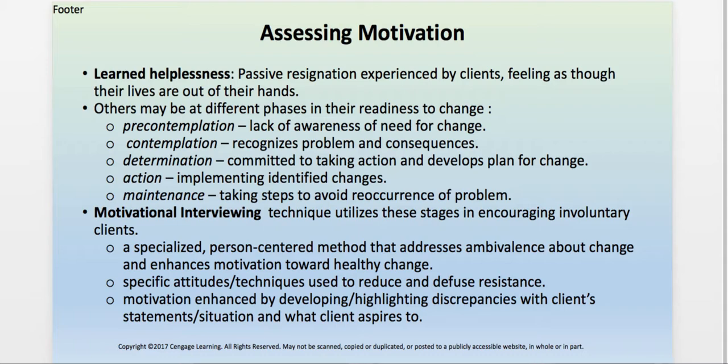is by what we call highlighting discrepancies. What is it the client says they want in their life against what is actually happening in their lives, or what they're actually doing? What does the client say their goal is, and how does that differ from what's happening in their lives? And do they want to change that or not? By enhancing or developing those discrepancies, you can perhaps move the client further up in the stages of change. That at least is the theory, and it's also been introduced, by the way, in child protection circles in Alaska and many other states in the last few years, and is very helpful there.